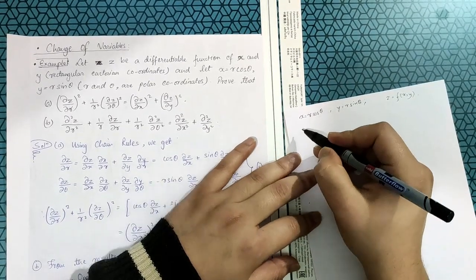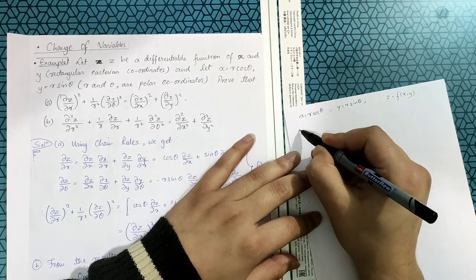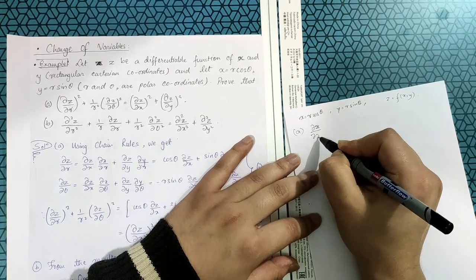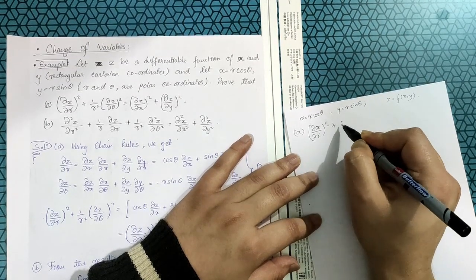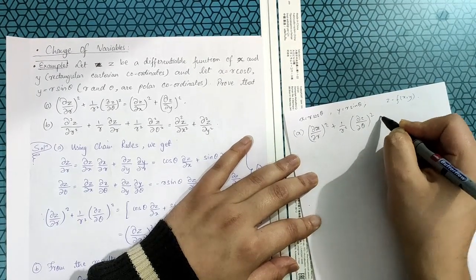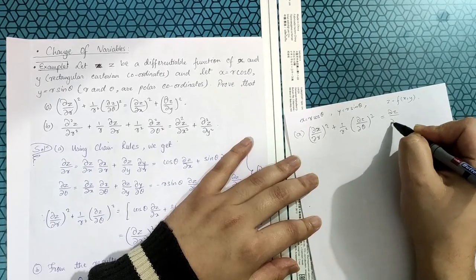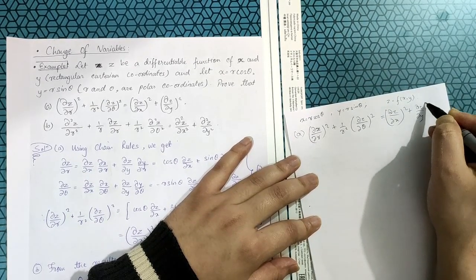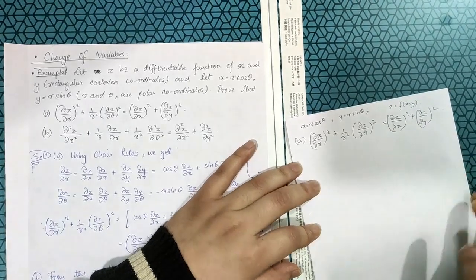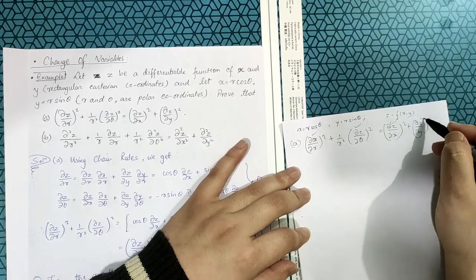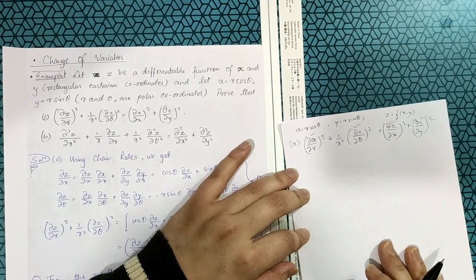We need to prove that, part A: (∂z/∂r)² + (1/r²)(∂z/∂θ)² = (∂z/∂x)² + (∂z/∂y)². So let us try to find all these partial derivatives. These are first order partial derivatives.